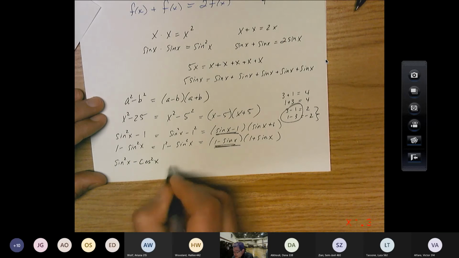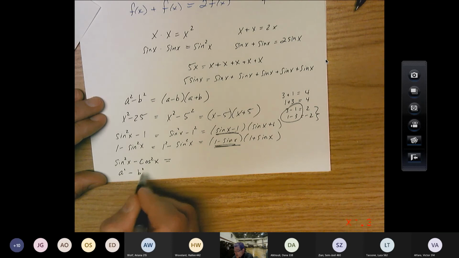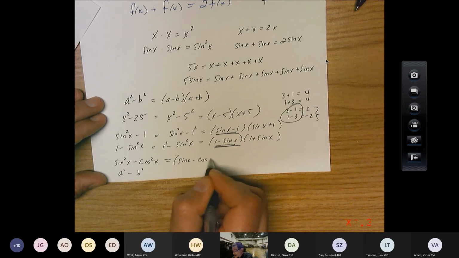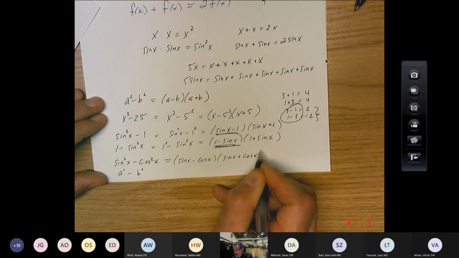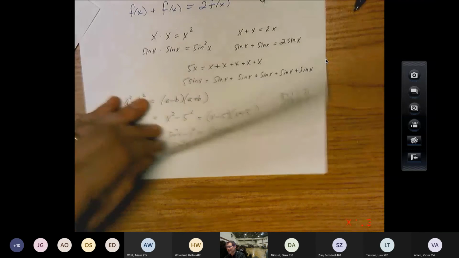Look at that. It's a squared minus b squared. So it's going to be sine x minus cos x, sine x plus cos x. Do you see where I'm going with this? Yeah. Okay, you ready to be really freaked out?